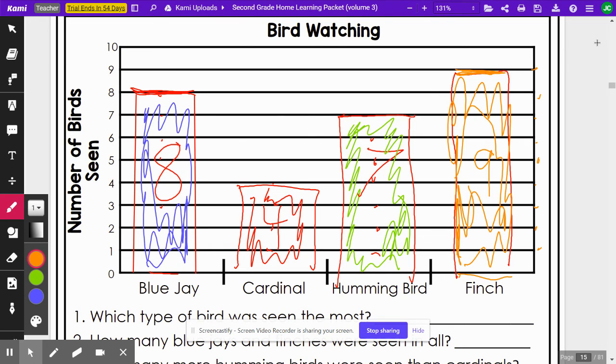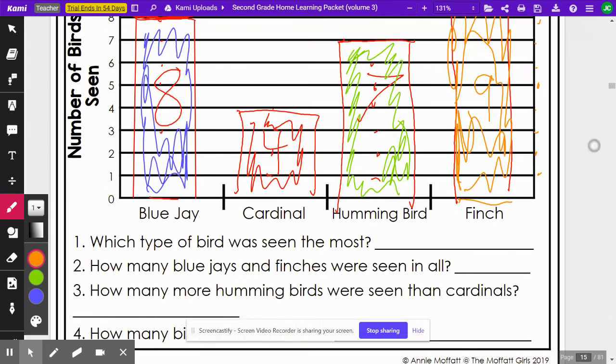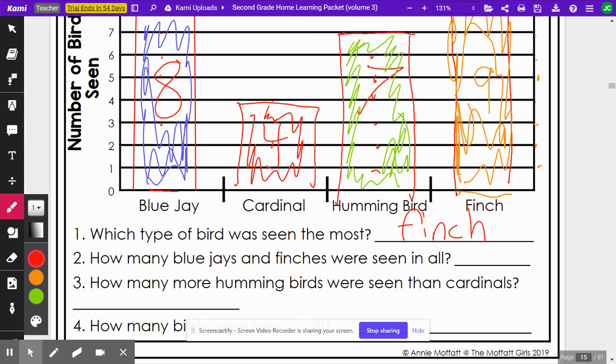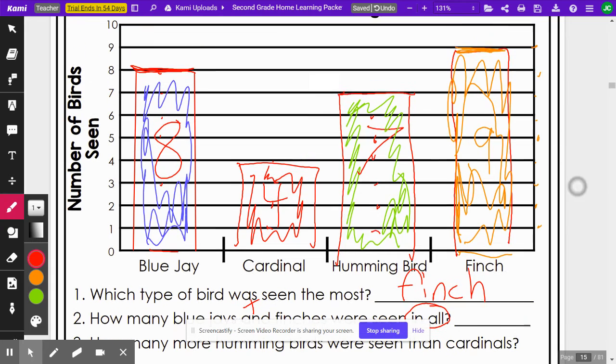How many blue jays and finches were seen in all? When it says in all, that usually means a plus sign. So blue jays plus finches. Let's see. We got 8 plus 9. Now, we can put it right up here if you want. You might also want to use a piece of scratch paper. You should also have this one memorized. 9 plus 8 is 17.